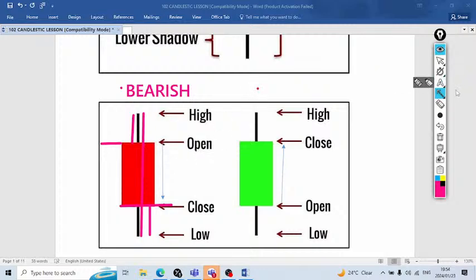Then let's talk about the bullish candle. So this is a bullish candle. When the market opened here, these are different price levels: this is the high, this is the open, this is the close. Since this is a bullish candle, the market opens at this particular level, and the sellers were in charge and were able to push the price to this particular low.